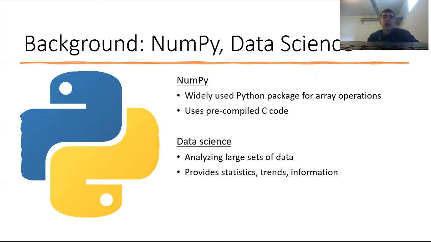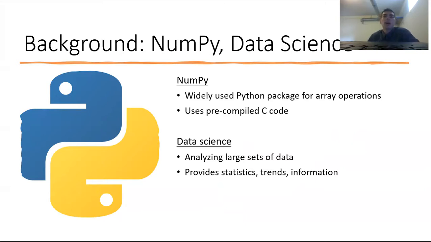Okay, so to understand Arkouda and these changes, it's important to at least be familiar with NumPy and data science first. So before getting into Arkouda, here's a quick overview of NumPy and data science. NumPy is a widely used Python package with an assortment of routines for fast operations on arrays. NumPy is able to accomplish this fast performance by using pre-compiled C code that the Python code calls into, so you're not really using Python code in NumPy.